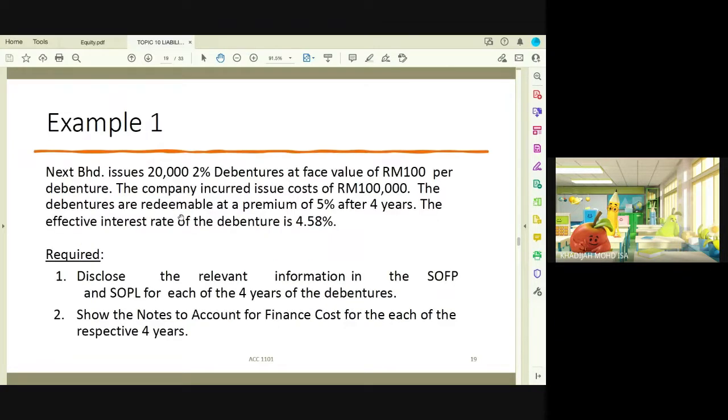Right, let's look at an example here. You issue 20,000 2% debentures at a face value of 100 per debenture. The company incurs an issue cost of 100,000. Redeemable at a premium of 5% after 4 years. Effective tax rate is 4.58%. Disclose the relevant information in the SOFP. And for each of the 4 years of the debenture, show the notes to the accounts for finance costs for each of the respective 4 years.